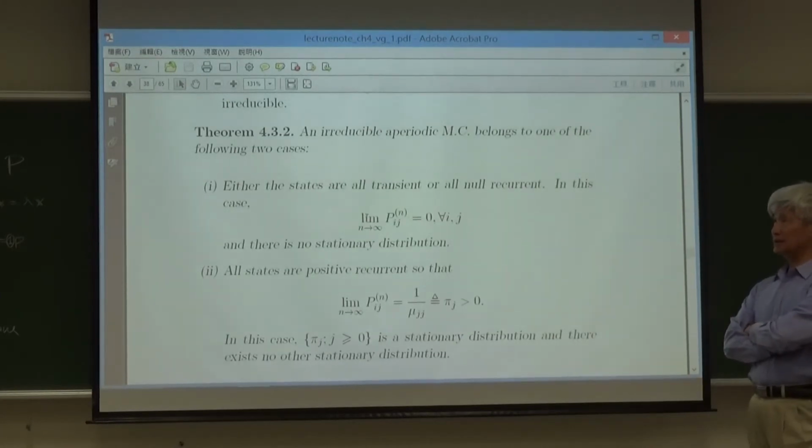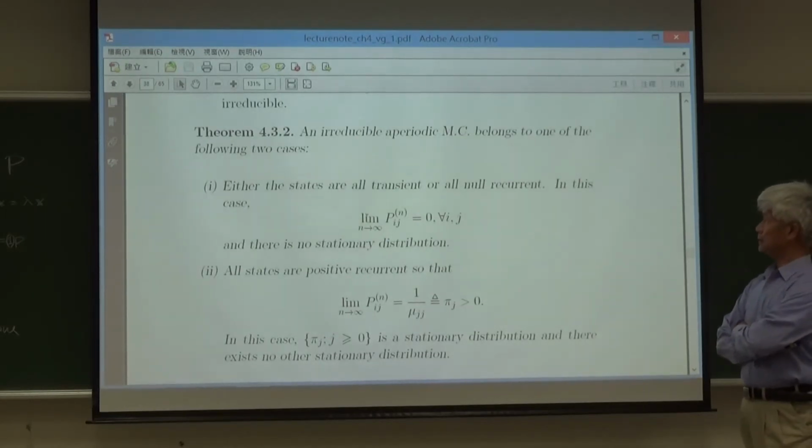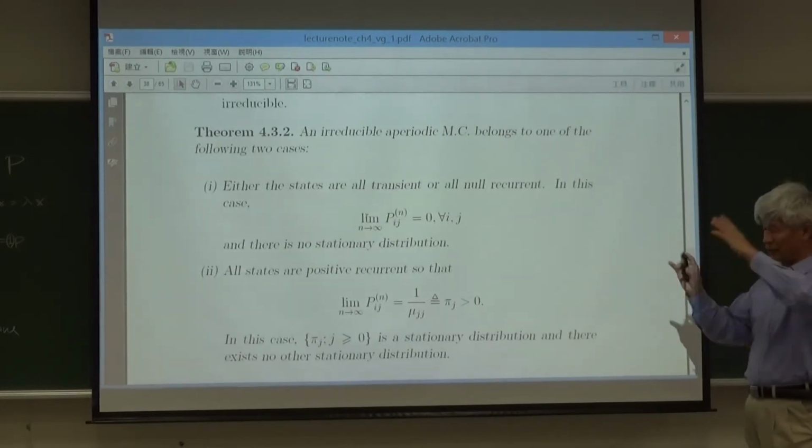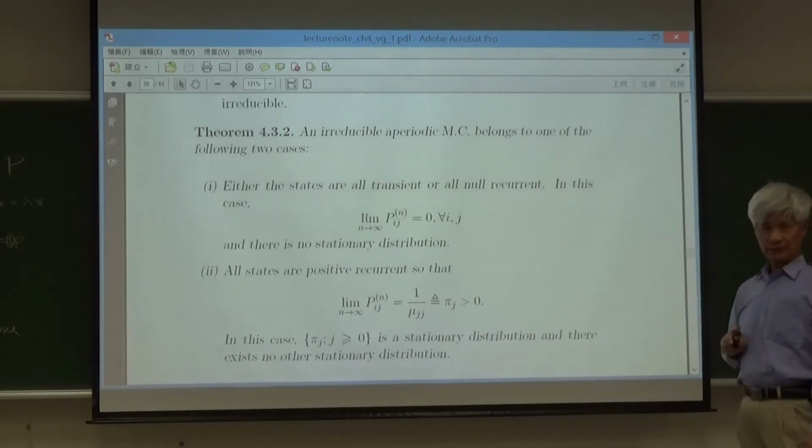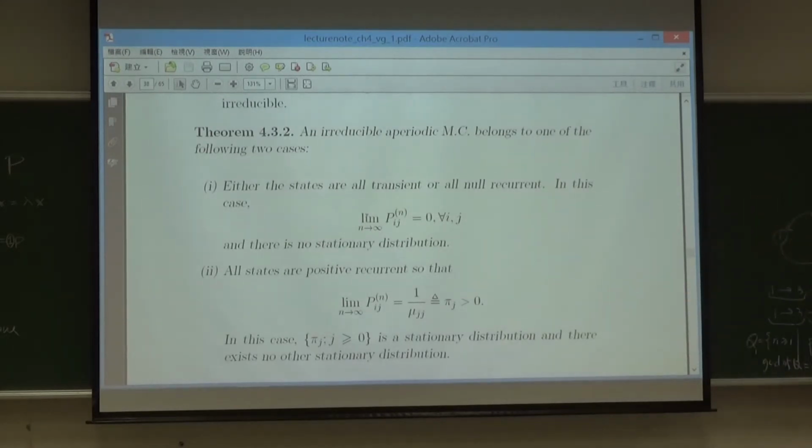So this theorem answers just part of your question, partially, but you will see gradually that the whole picture can be composed by using the theorem here. Okay, so this is for irreducible and aperiodic Markov chains.